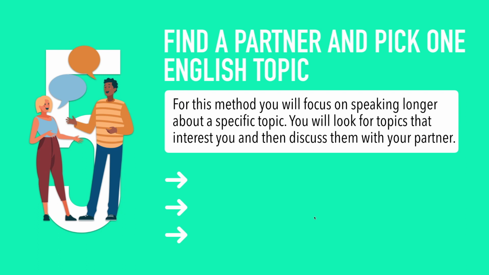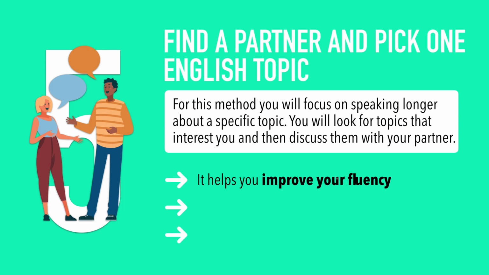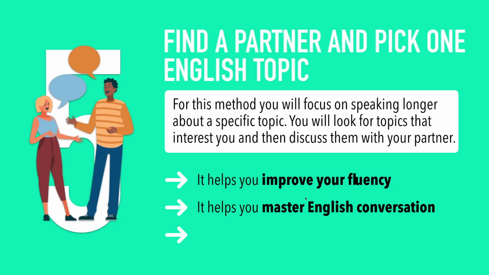All right, now moving on to method number 5. Find a partner and pick one English topic. Now, for this method, you will focus on speaking longer about a specific topic. This is why a partner is so good, because you and your partner can go back and forth. Now, you will look for topics that interest you and then discuss them with your partner. Now, why is this so good? The first benefit is it helps you improve your fluency. Again, by going back and forth, you have to listen and respond to what is being said. You and your partner will help each other, right? Next, it helps you master English conversation. And finally, it helps you think more in English.